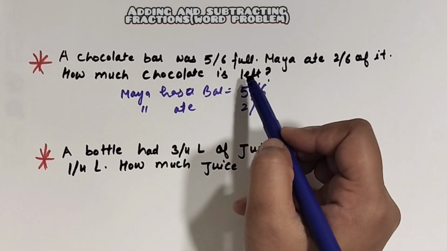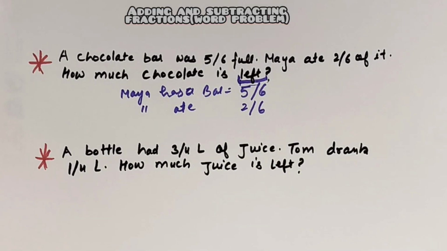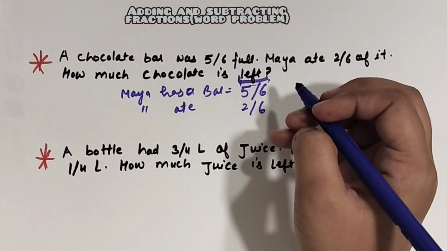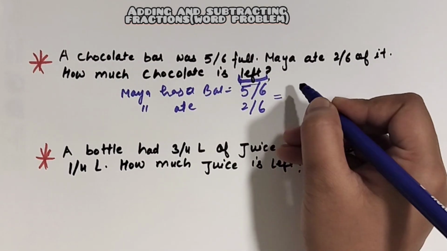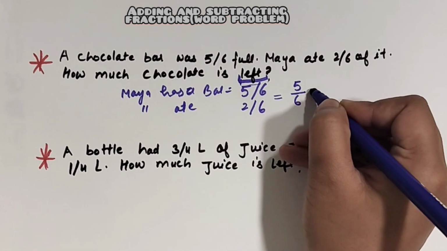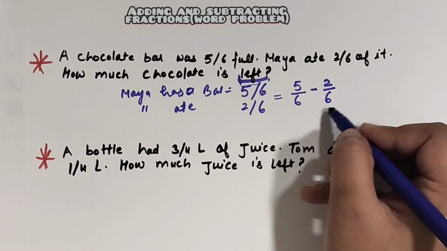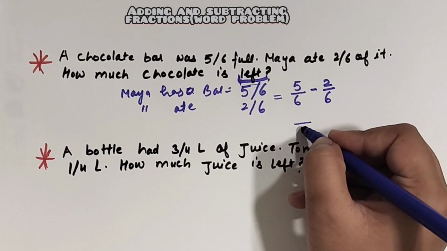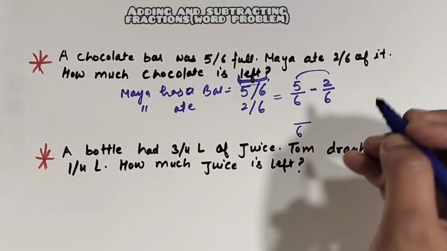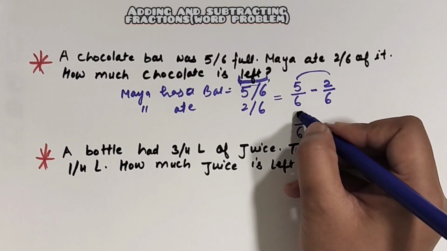Now the question is how much chocolate is left. When the word is left there, what do you need to do? You need to subtract your fractions. So I'm going to write 5 over 6 minus 2 over 6. So you can see that we have the same denominator here. So we can subtract our numerators directly. 5 minus 2 would be 3.